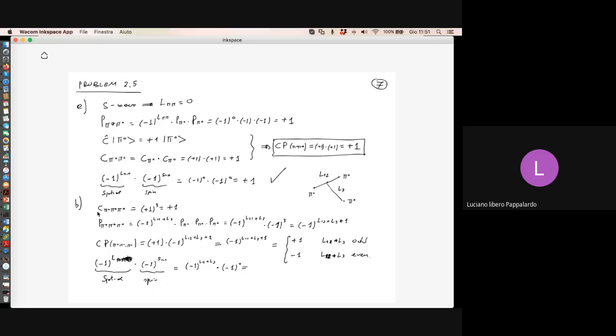And now this must be equal to +1, because we want the wave function to be symmetric. And so the only possibility is that L12 plus L3 is even. And so the solution is this one. And so we can write that Cp of the pi0, pi0, pi0 state must be -1.